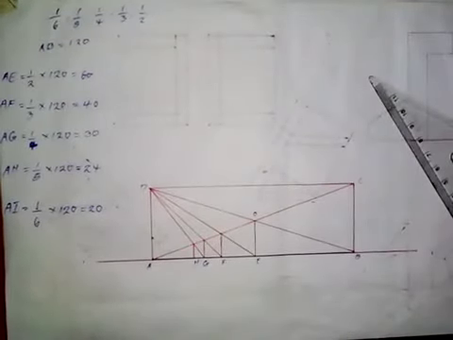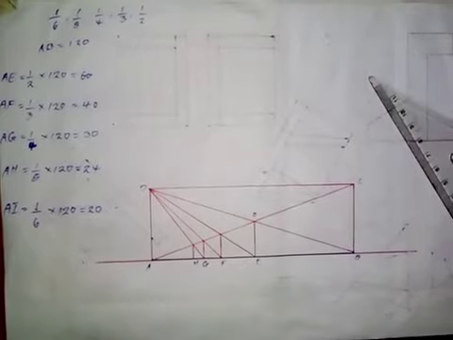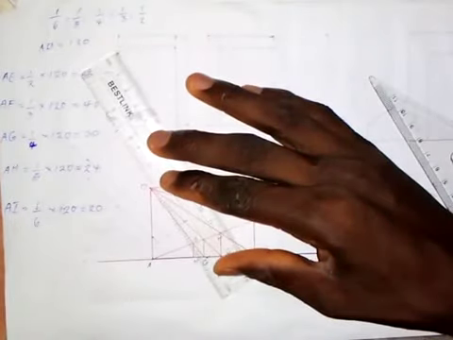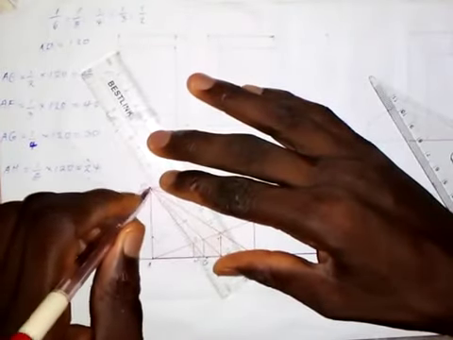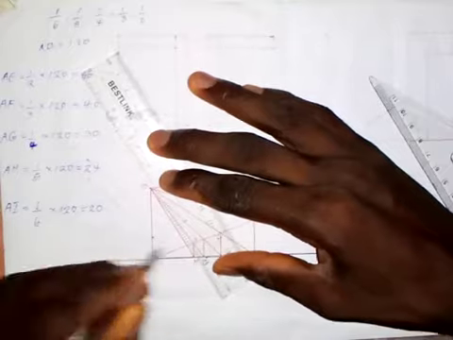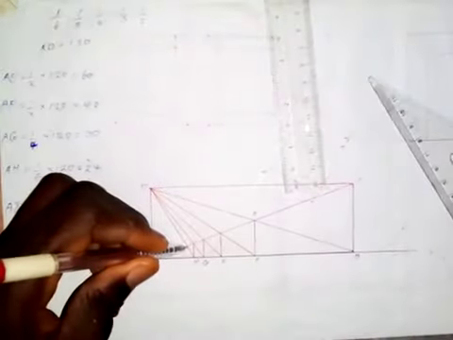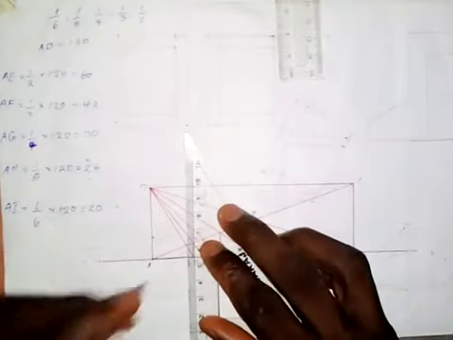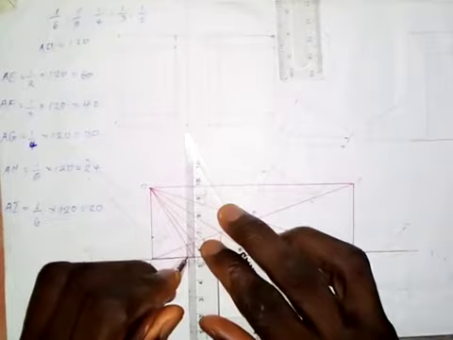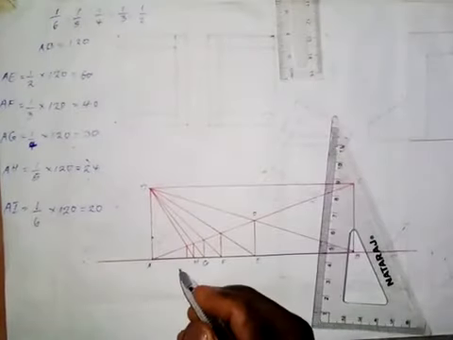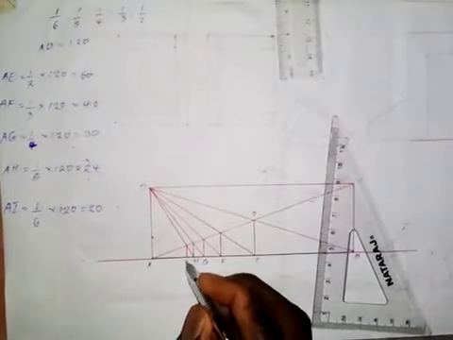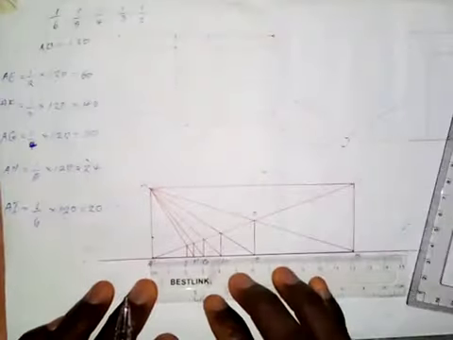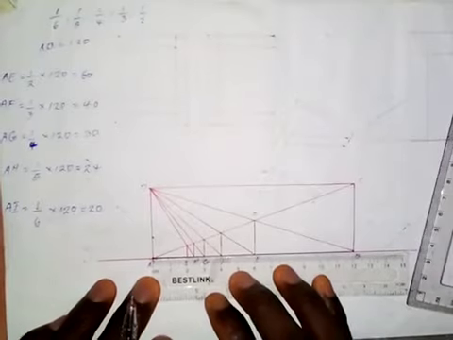Next, we have to get AI, which is 20 millimeters, when we divide 120 by 1/6. Join DH like this. DH intersects line AC at this point. Draw a vertical line from here. This is I. If you take a measurement of AI, it should give us 20 millimeters, and this is it.